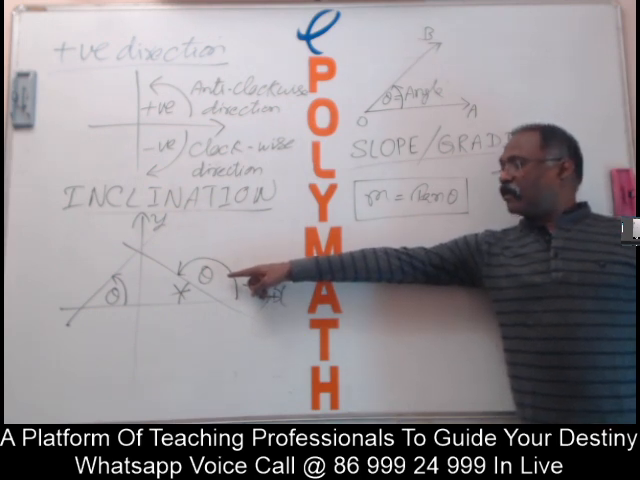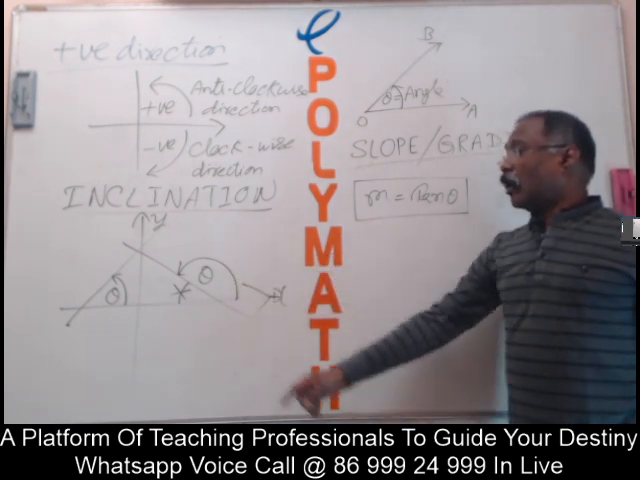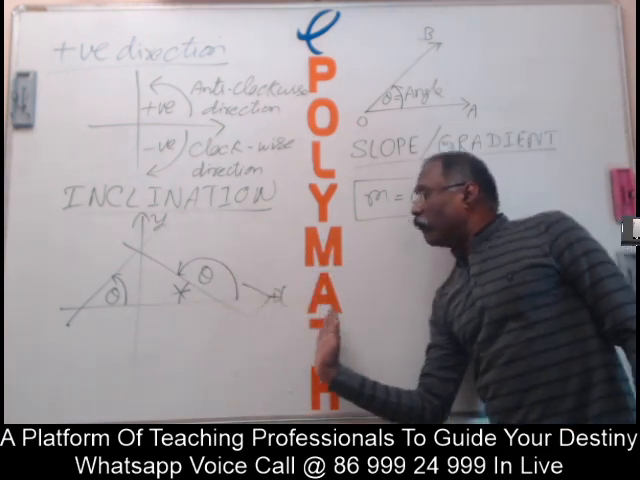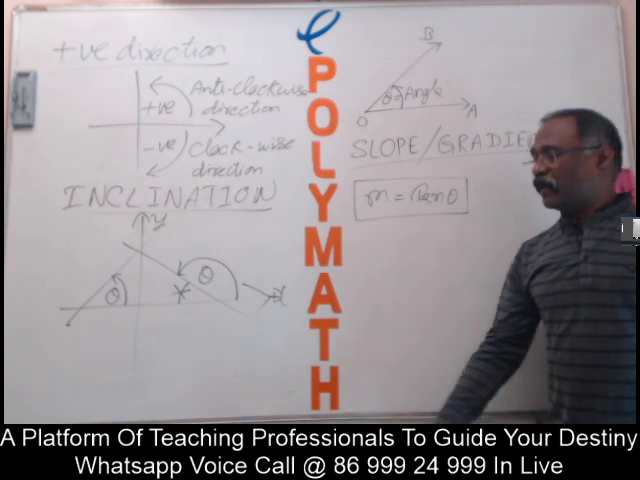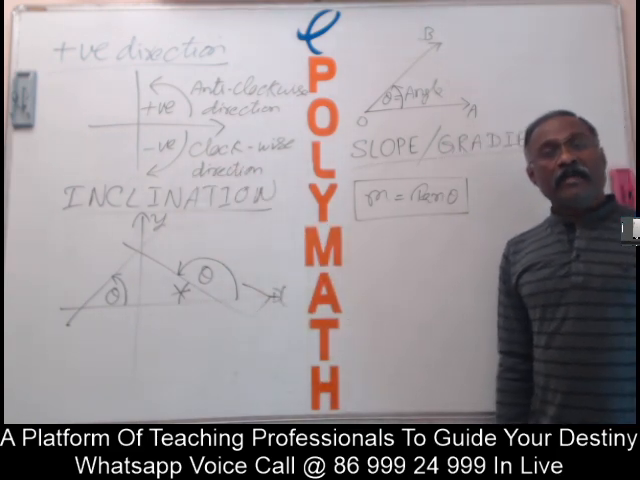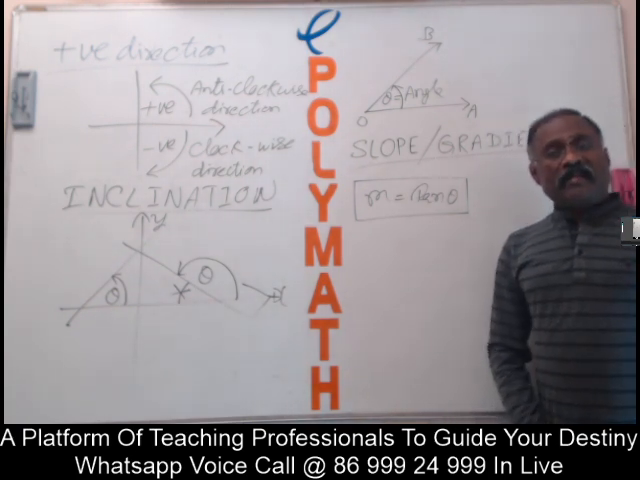Tangent means tan theta. The slope is the tangent of the angle of inclination, or the tangent of the angle made by the line with the x-axis in the positive direction. Because I already explained inclination, I am using the word directly. M is equal to tan theta.